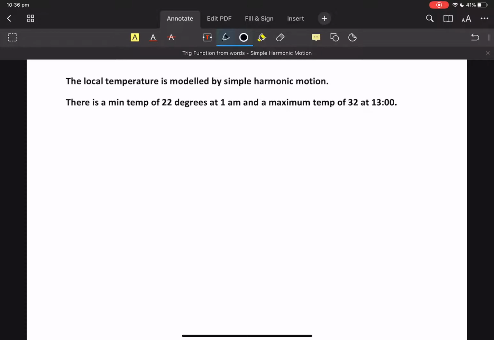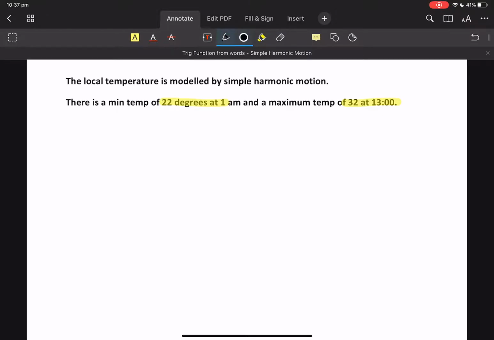Temperature was one that we talked about before, because the temperature can be hot, can be cold, can be hot, can be cold through the day and as days go on. So here we go. Here is one, words. There's a local temperature and definitely can be modelled by simple harmonic motion. You do understand that it actually isn't modelled by simple harmonic motion, but we're just in high school now, so let's just pretend that it does. All we're told is that's its coldest and that's its hottest.